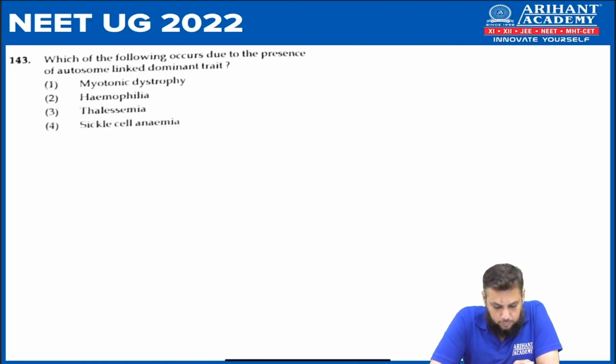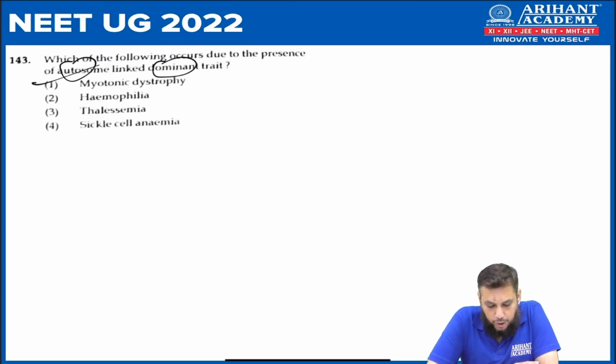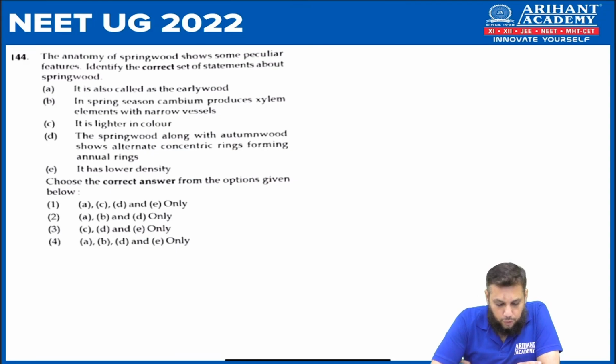143. Which one of the following occurs with the presence of an autosomal linked dominant trait? It's a direct answer. Autosomal linked dominant trait, and autosomal linked. It's going to be myotonic dystrophy.